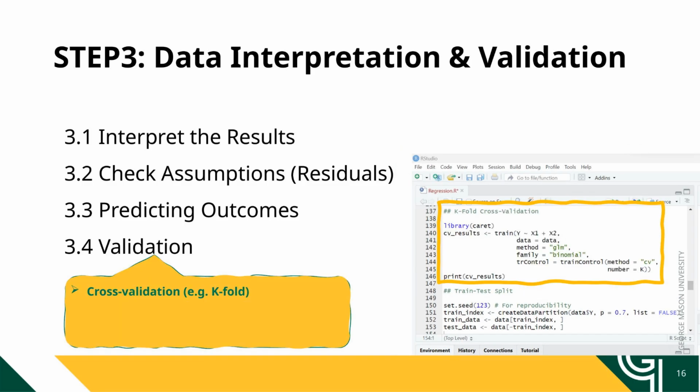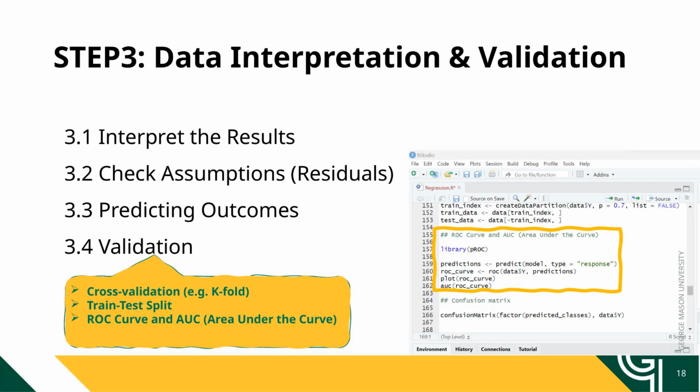K-fold cross-validation. The data is split into K equal-sized folds. The model is trained on K-1 folds and tested on the remaining fold, repeating this process K times. Train test split. The dataset is divided into two parts, one for training the model and one for testing it, allowing for evaluation on unseen data. Common splits are 70% training and 30% testing, or 80% training and 20% testing.